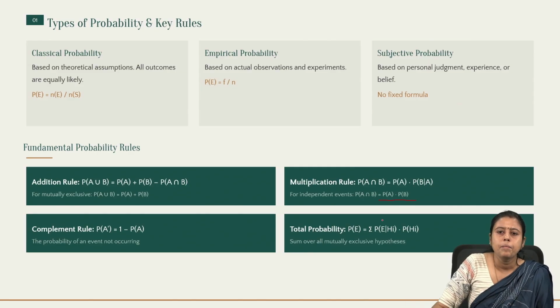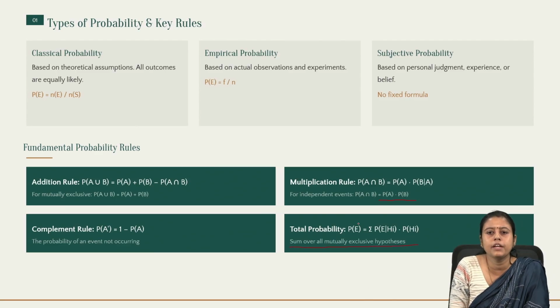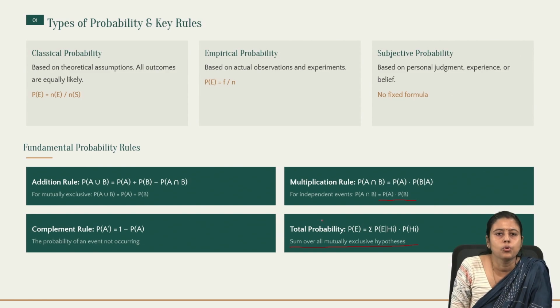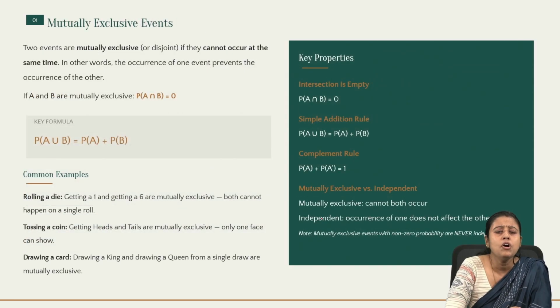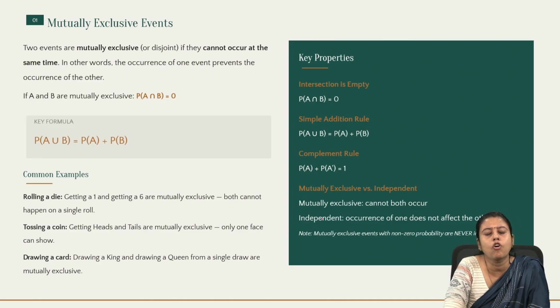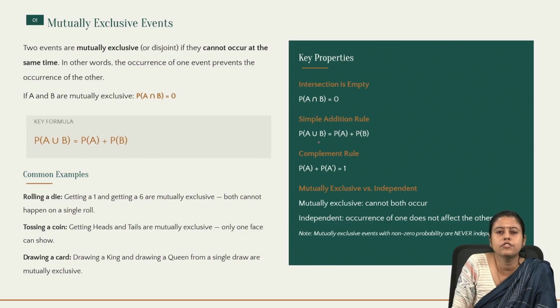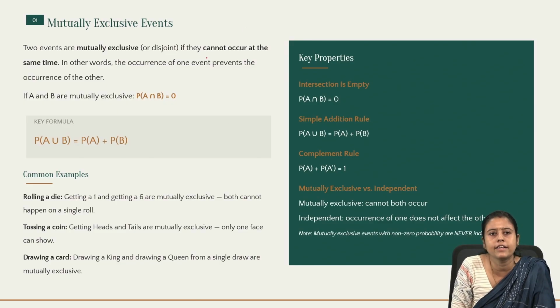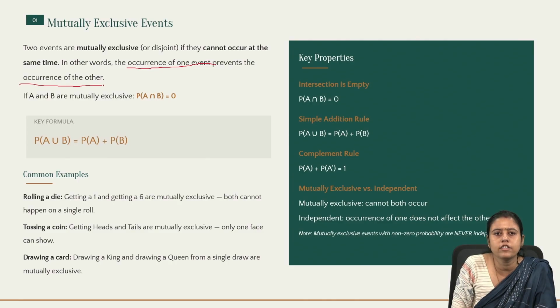What is the total probability PE? PE is equal to the sum of PE by Hi into P of Hi, over all mutually exclusive hypotheses. This sum over all mutually exclusive hypotheses is called the total probability. Now, when I mentioned mutually exclusive events, what is this? Two events are called mutually exclusive or disjoint if they cannot occur at the same time.